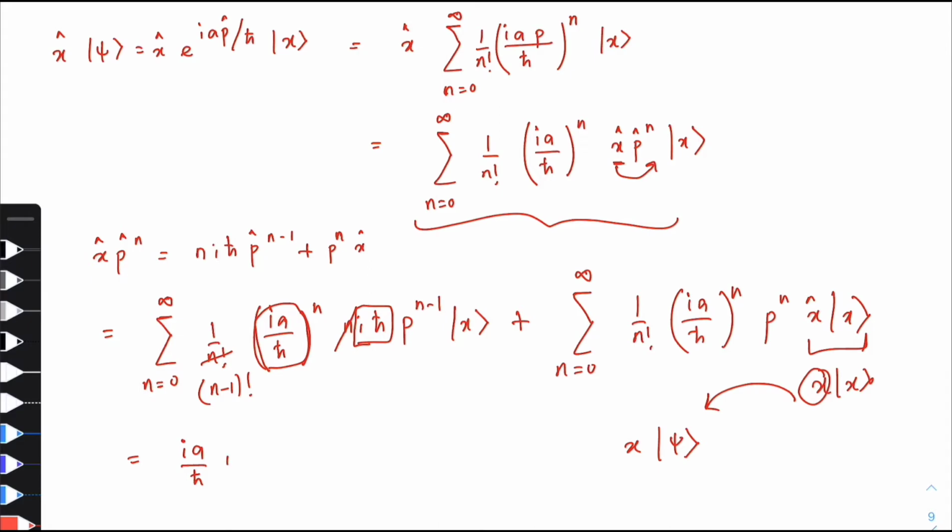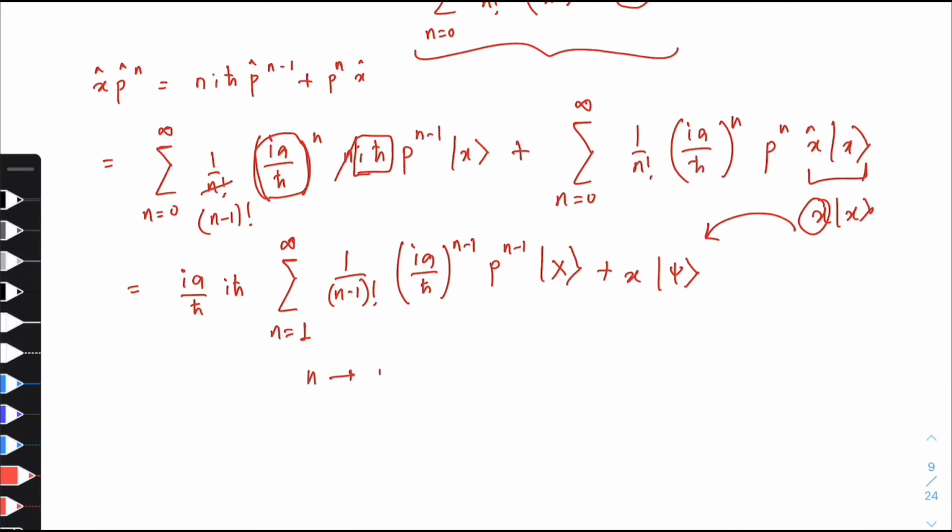This can also be taken out. So we have the sum over n equal to 0 to infinity of 1 by (n minus 1) factorial, but note that n now only runs from 1 because we have already cancelled the leading term, times (i a by h bar) to the power n minus 1, p to the power n minus 1, and x ket.